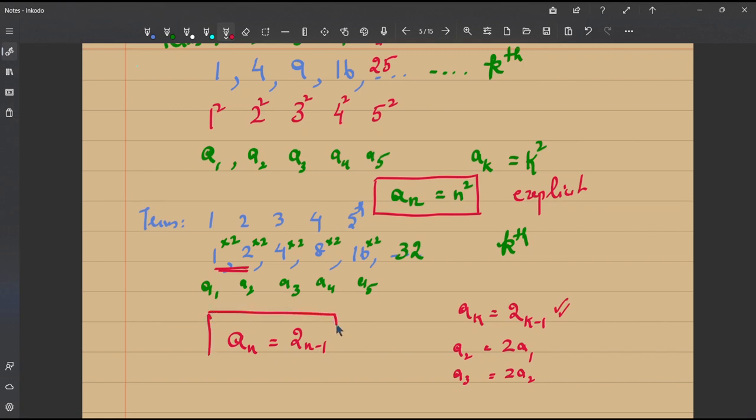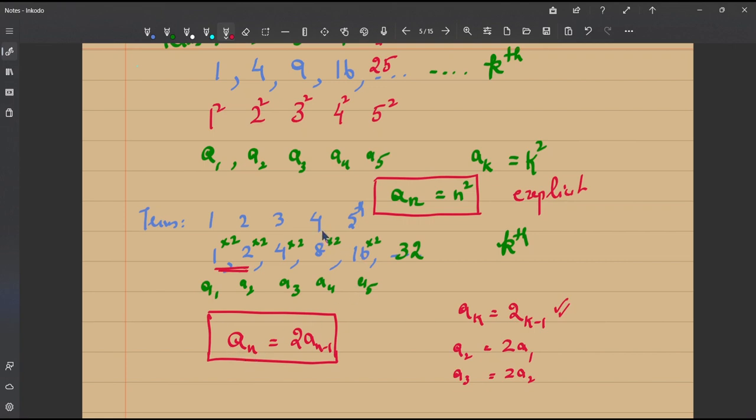But one handicap in this kind of statement is you need to know, see, I have made a small mistake here. It is not 2n minus 1, it is 2a, the n minus 1th term, 2 times the n minus 1th term. So you need to know the n minus 1th term in order to find out the nth term, right?